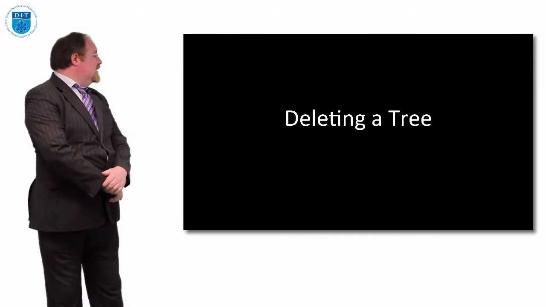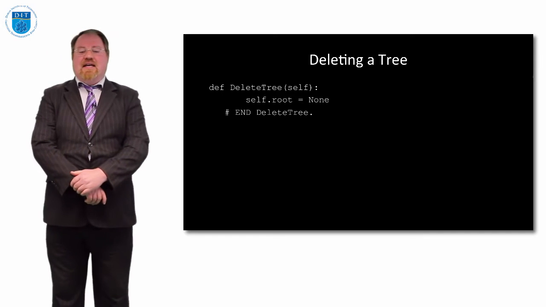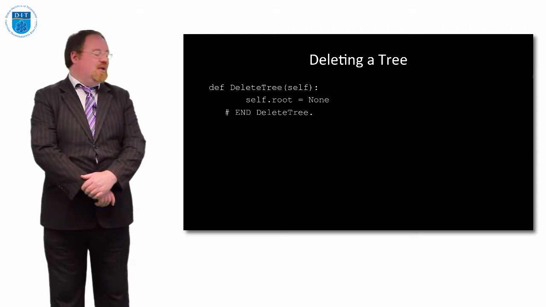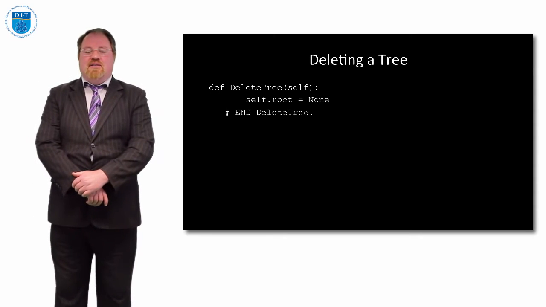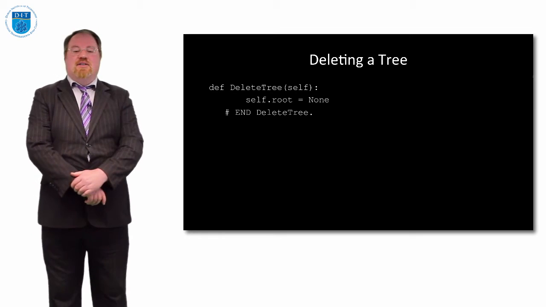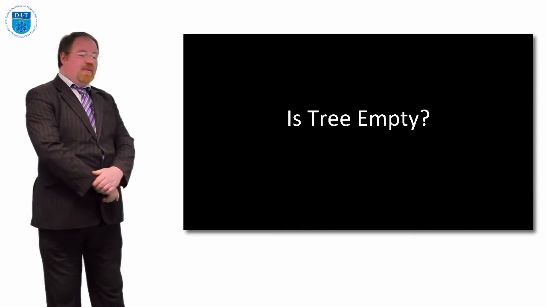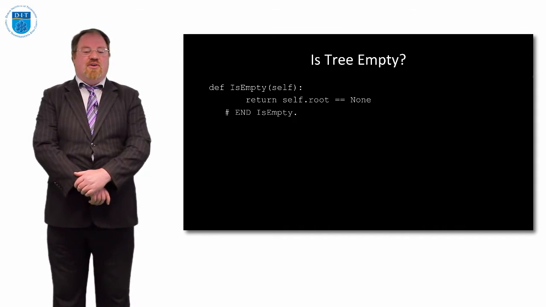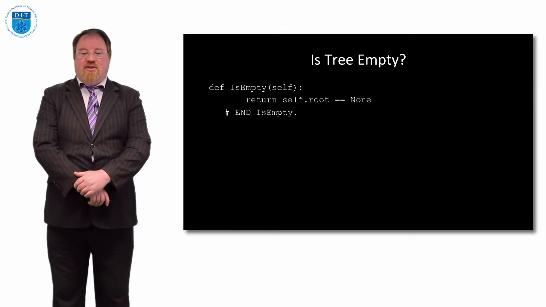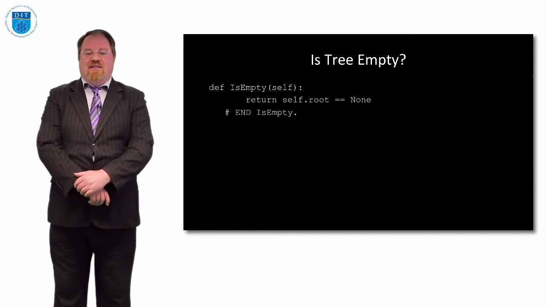So if we want to delete a tree, it's quite straightforward. All we do is we just say self.root is assigned None. As we know in Python, the word for null is None, N-O-N-E, big N, small o and e, and to delete a tree, we just set the root to be None. If we want to check if the tree is empty, it's quite straightforward. We just return if self.root is equal to None. If it's equal to None, then the tree is empty. If it's not equal to None, then the tree is not empty.